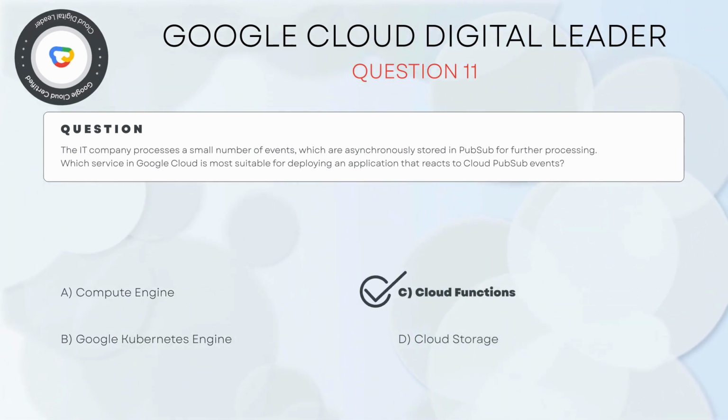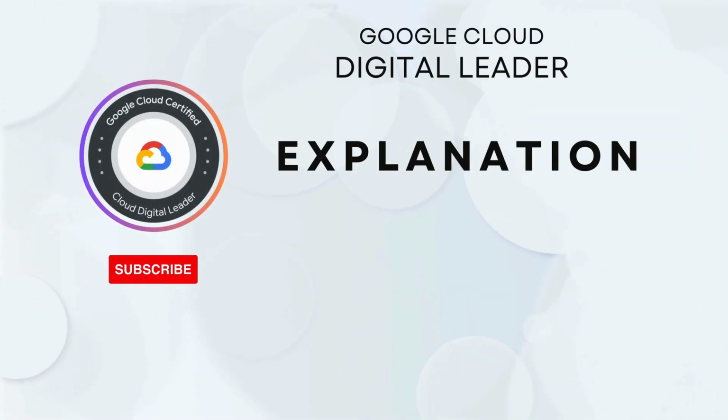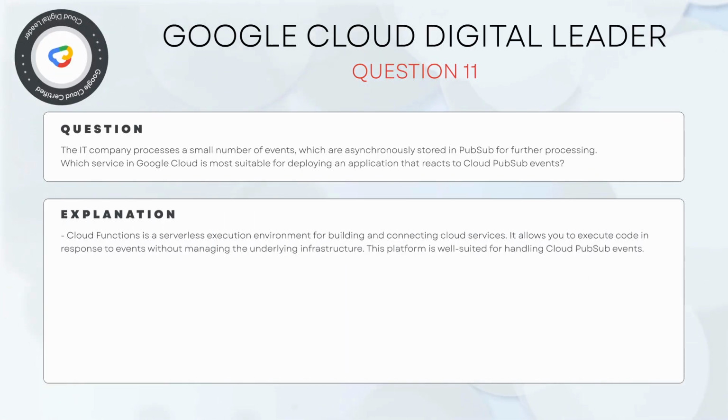Correct answer: C. Cloud Functions. Explanation. Cloud Functions is a serverless execution environment for building and connecting cloud services. It allows you to execute code in response to events without managing the underlying infrastructure. This platform is well suited for handling Cloud PubSub events.